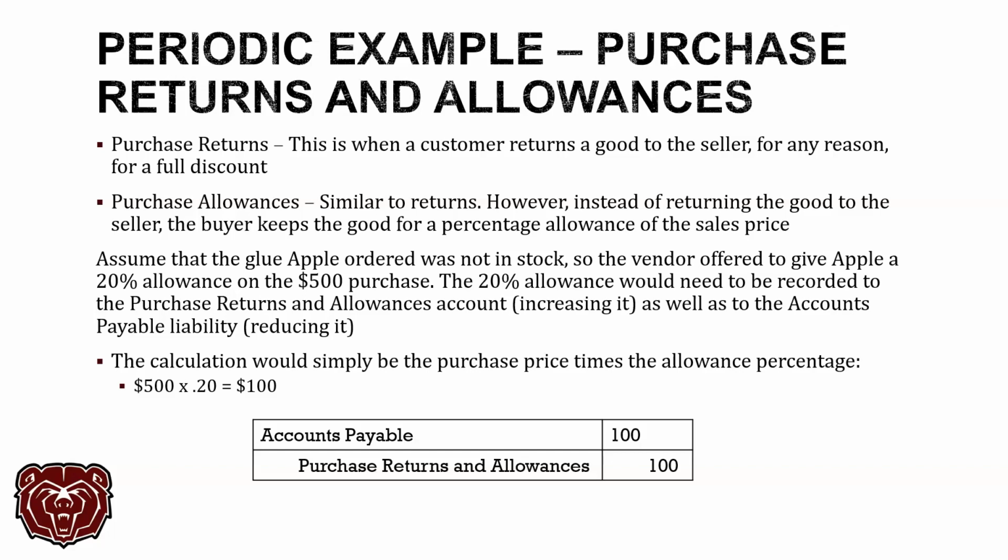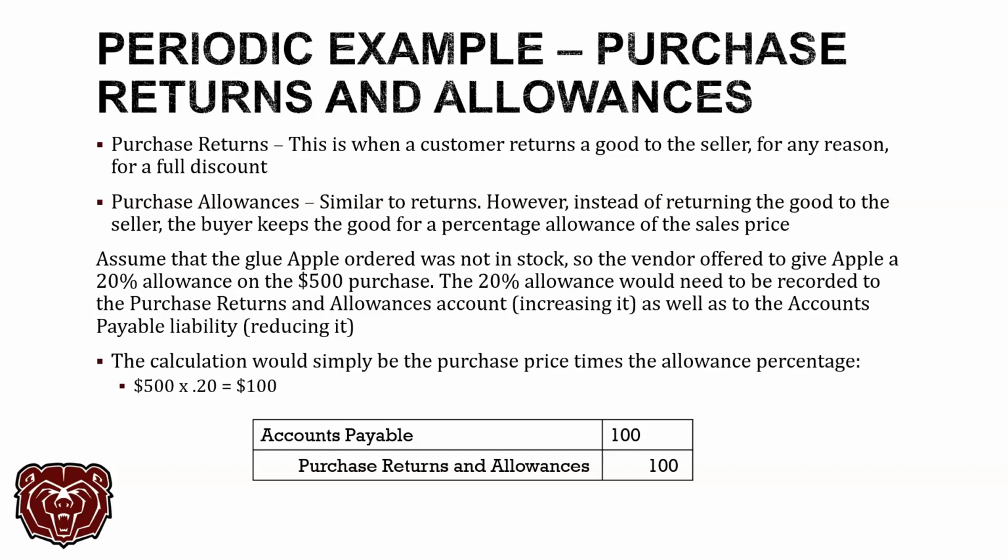to keep the good and they're going to get a percentage discount, a percentage allowance of the sale price. So I always use the example that, let's say I buy an iPhone, I buy a red one, they send me a black one, I'm not happy about it, and they tell me, well, we're out of stock of the red, so if you'll keep the black iPhone, we will just give you a $200 credit. That is an allowance, okay?